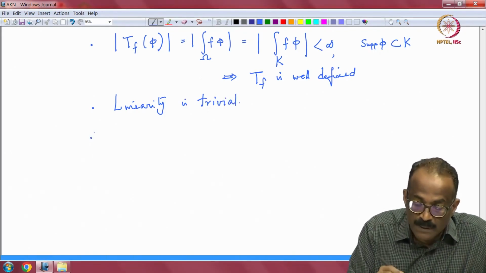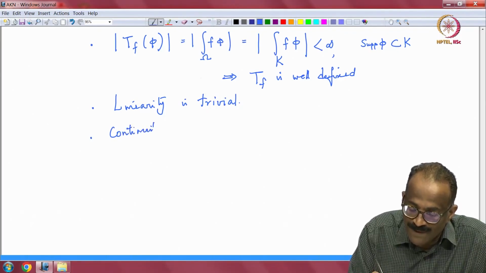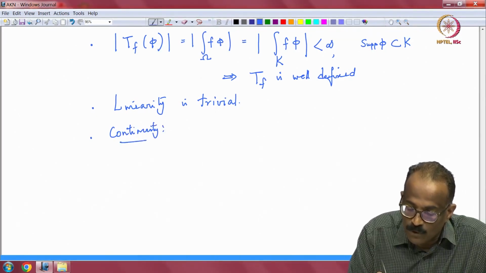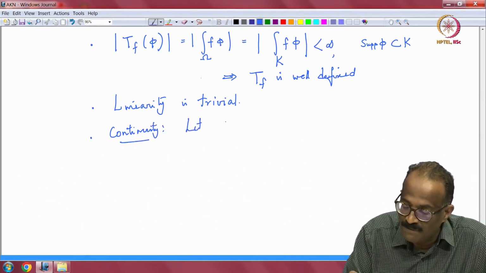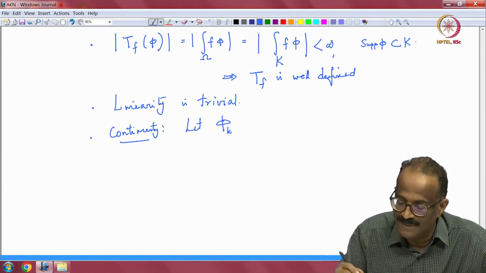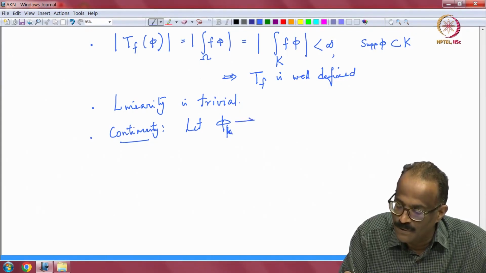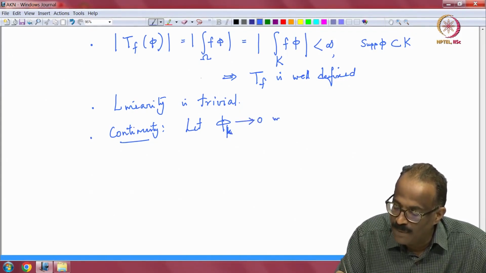What about continuity? This you have to check. It may not be trivial all the time. Continuity. So, let phi k, this k is different from this k. Okay. So, do not get confused. Phi k goes to 0 in D of omega.